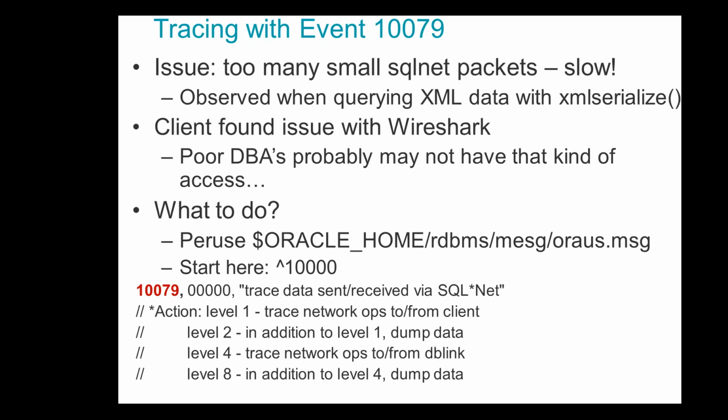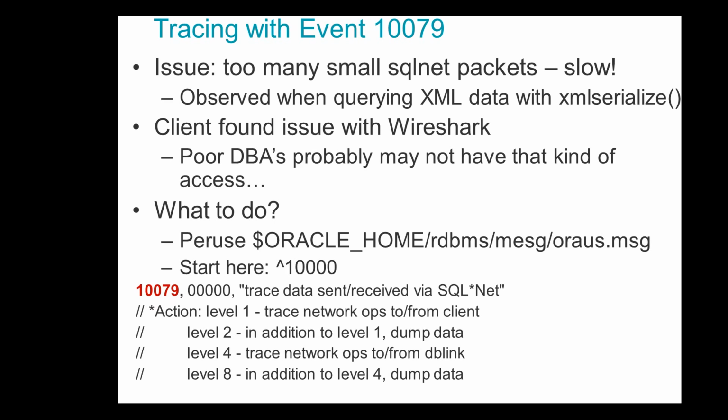And I thought, well, I'd like to see what sqlnet's really doing. You know, what's being sent to the database? What's going back and forth here? Something that's similar to what's in Wireshark, but maybe a little more oriented towards a database administrator. So I looked at oraus.msg. Perhaps you've looked at this file before. If you start looking at the 10000 range, you'll see these are events that can be set in Oracle. And I came across 10079. That looked like it would be just the ticket to find out what's happening here.